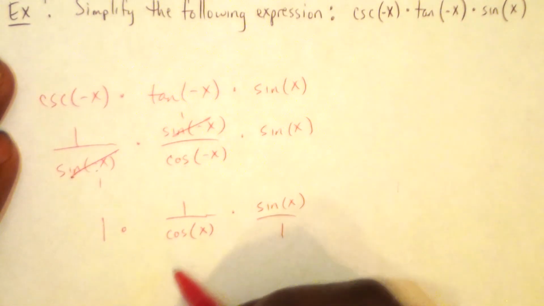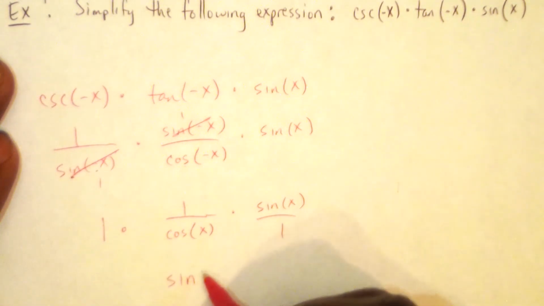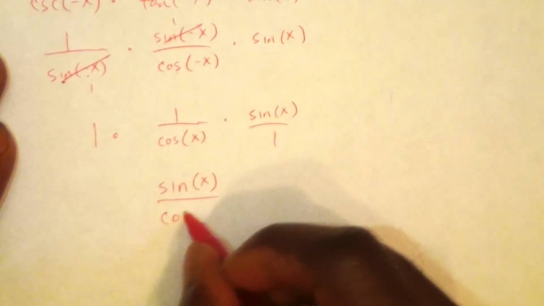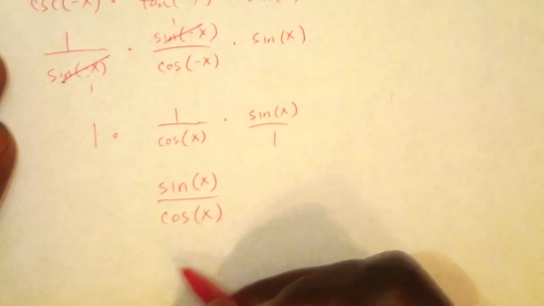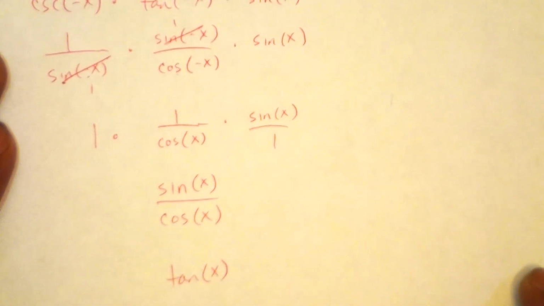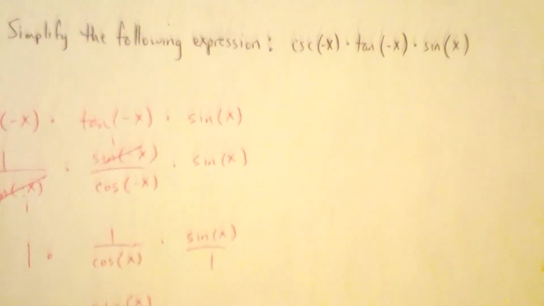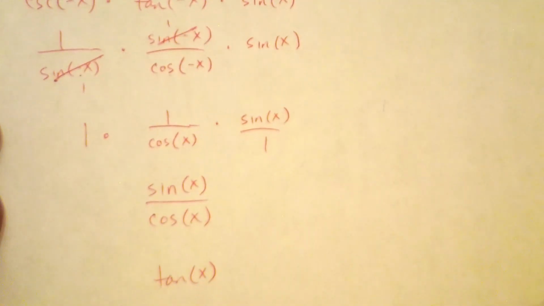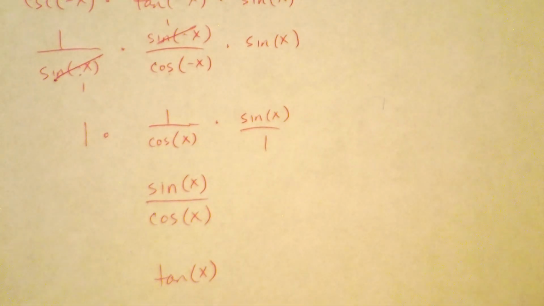And if we multiply that all together, we end up getting sine x divided by cosine x, which gives us tangent x. So we see that this whole expression, cosecant of minus x times tangent of minus x times sine of x, just ends up being tangent of x once we're done. And so this concludes the examples for this particular video.